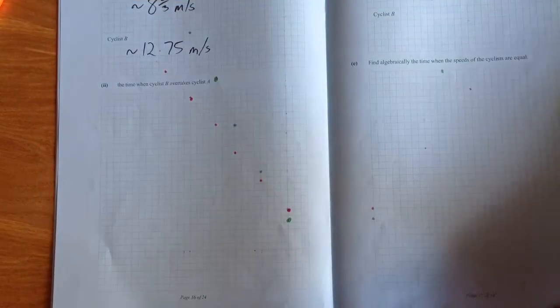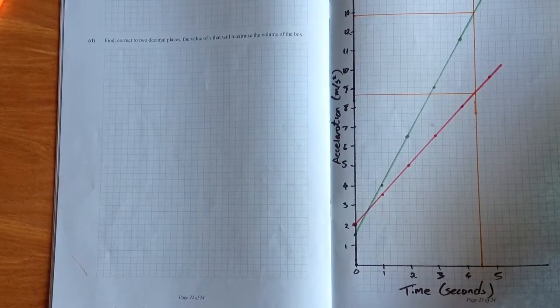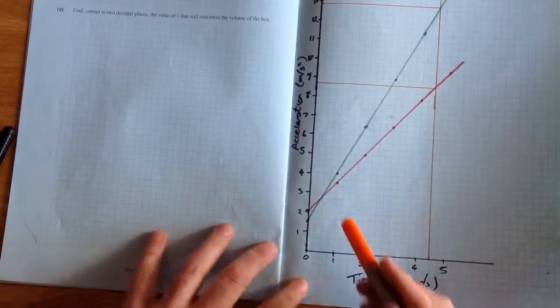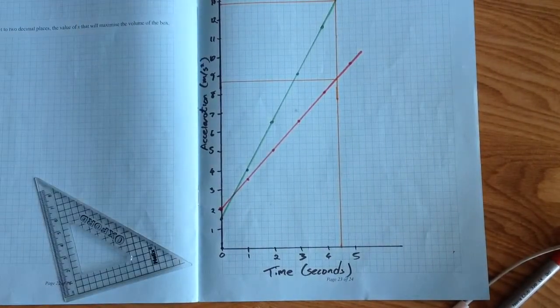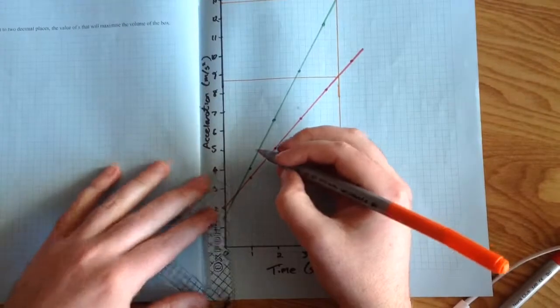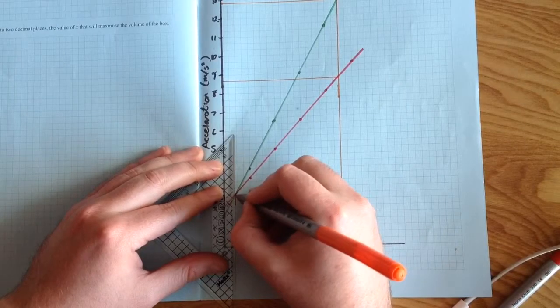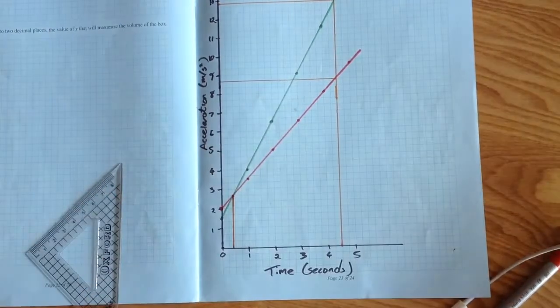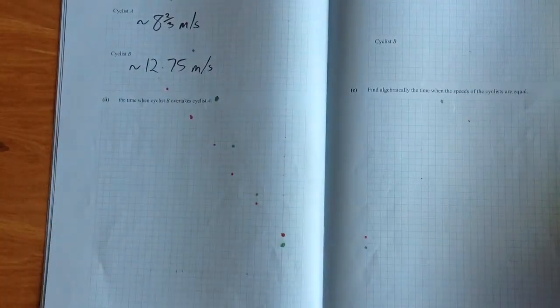The next part says the time when cyclist B overtakes cyclist A. All right. So, well, that's going to be when their speeds are the same. Okay. So, cyclist B is going to overtake cyclist A at this point here where the two lines intersect. All right. So, they want the time. So you just go here. It happens very quickly. All right, and it happens just less than half a second. So approximately 0.45 seconds, okay? Approximately 0.45 seconds. That's what I'm going to write down.